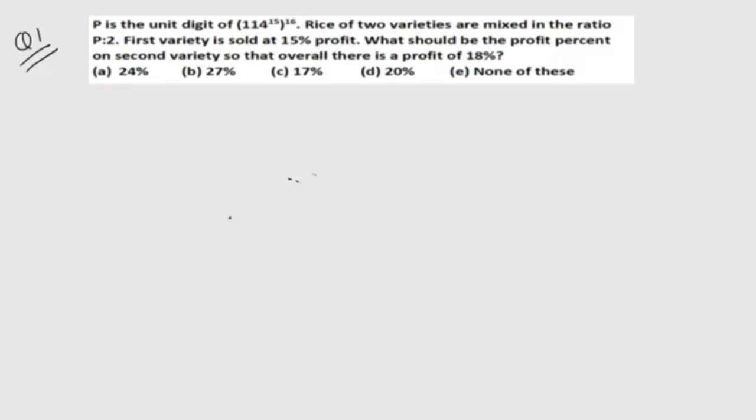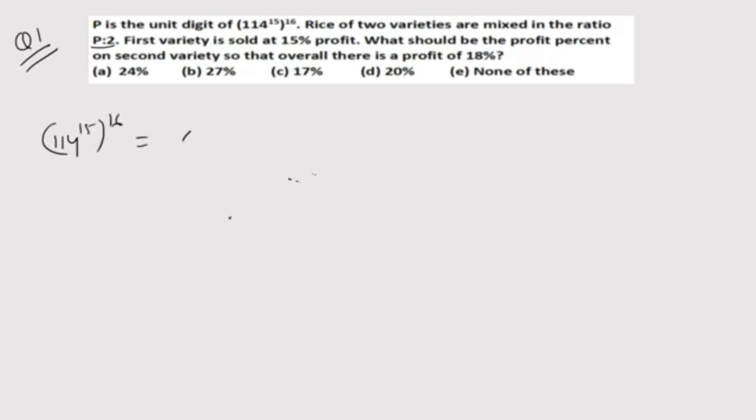Let's start. It says p is the unit digit of 114 to the power 15, whole to the power 16. Rice of the two varieties are mixed in the ratio p is to 2. So first we have to find the value of p. Unit digit of 114 to the power 15 to the power 16.